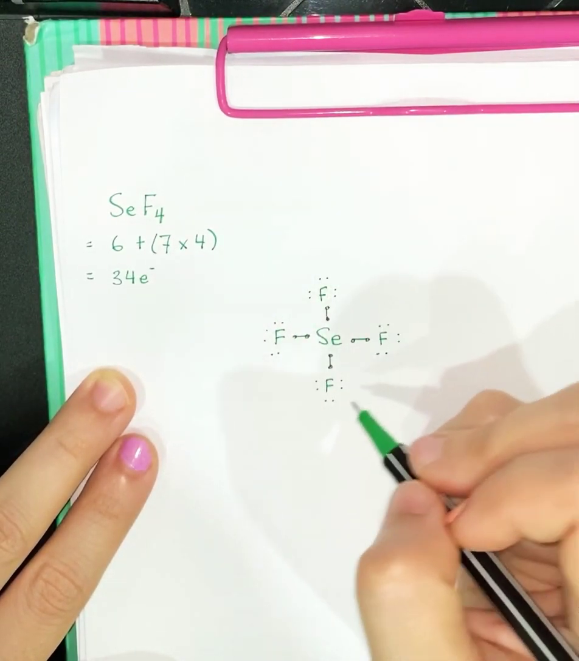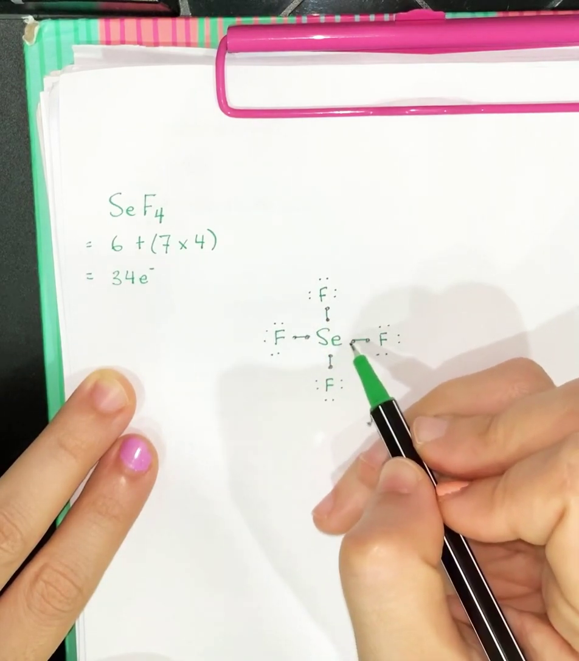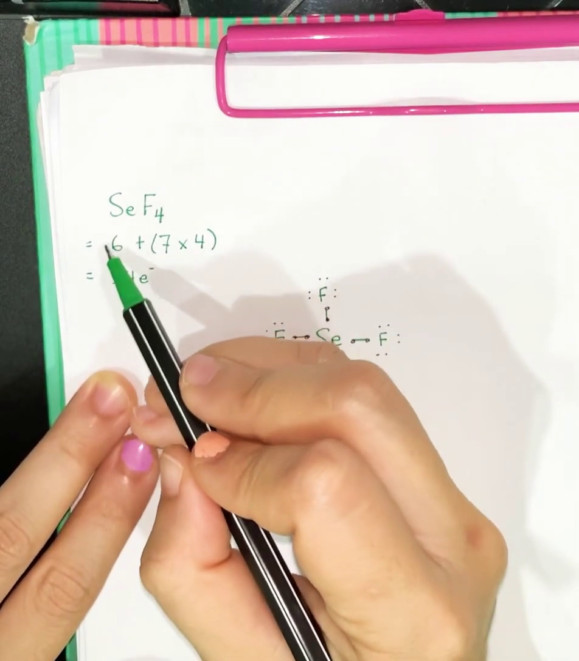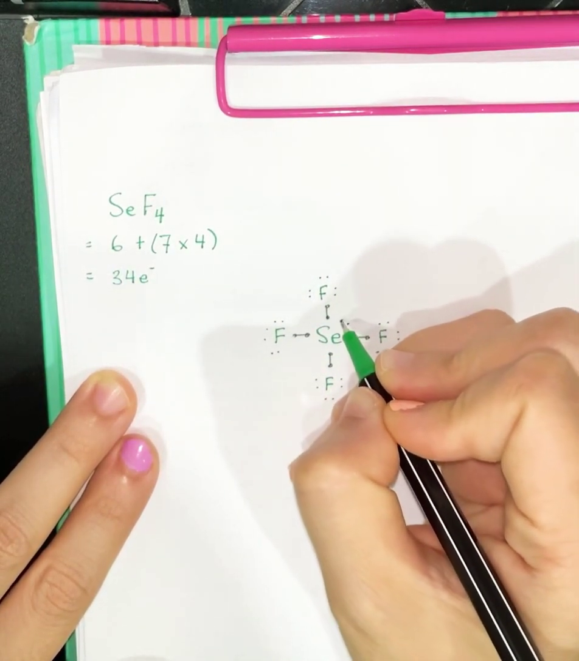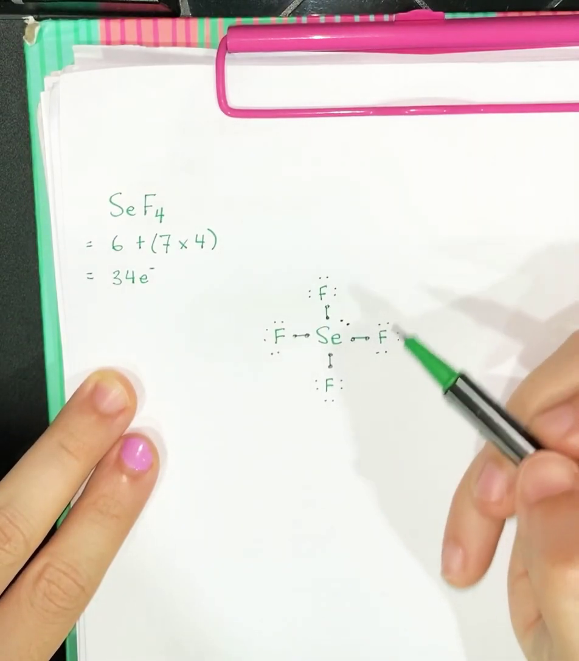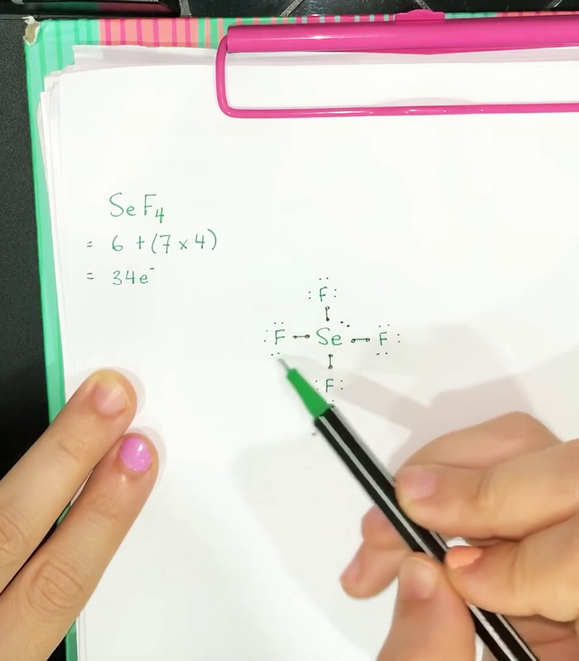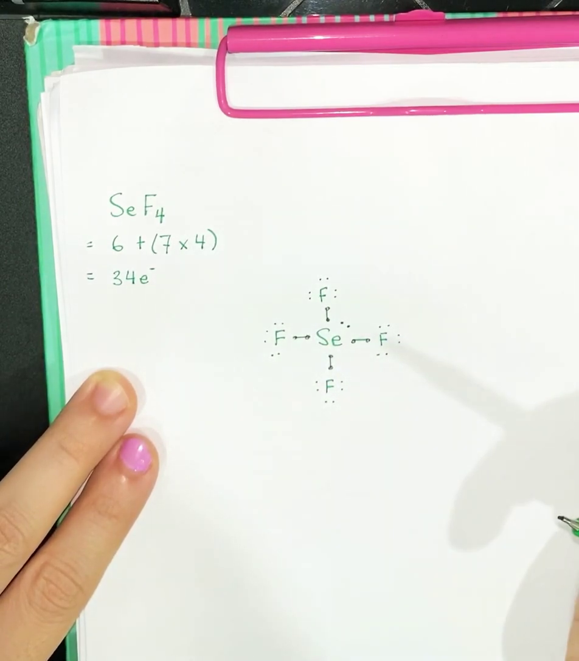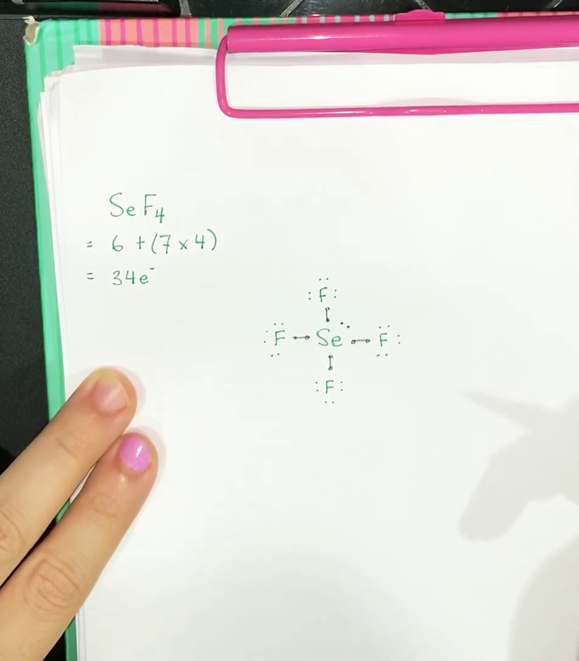And then we look at selenium. Selenium's is 1, 2, 3, 4 that it shared, but it has 6. So you have to add a lone pair on selenium. So now we count. Do we have 34? I've got 8, 8, 8, 8. 4 times 8 is 32, plus 2 makes 34. So all my electrons are accounted for.